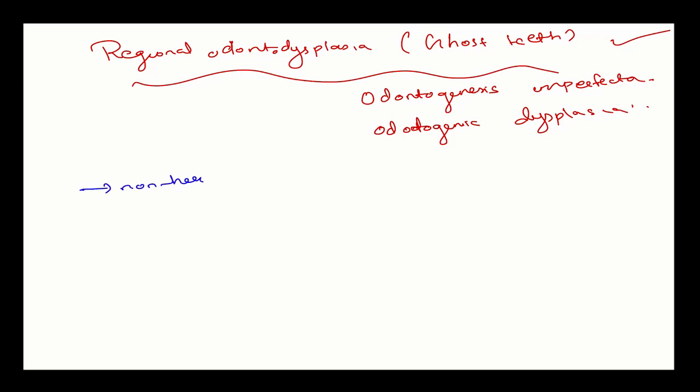Now, a very important thing you have to know is that this is non-hereditary. So if they ask you about a non-hereditary disorder of dentine, it is regional odontodysplasia. Though all the structures are affected, dentine is most commonly much more affected. Or they can ask which of the following is not hereditary. Then they'll give you dentine dysplasia, dentinogenesis imperfecta, amelogenesis imperfecta, everything. So remember, this is non-hereditary. This is a very, very important point.